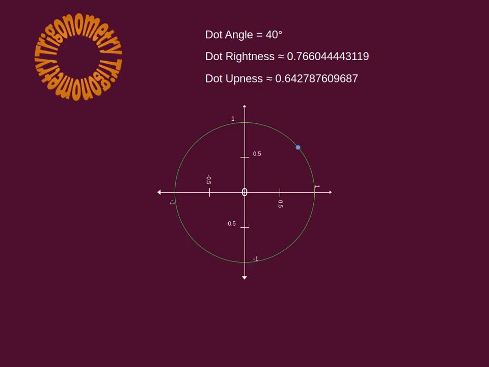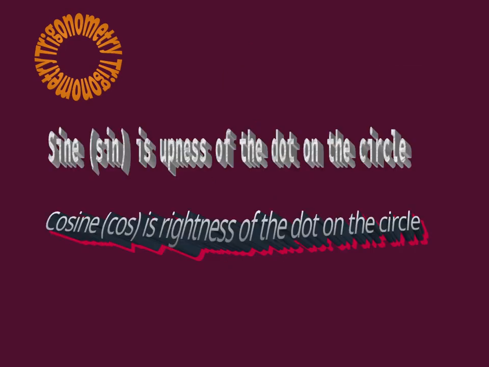Get out your calculator, press the sin button on that calculator, then type 40 degrees, then press enter, and then press the cos button on your calculator. Again, type in 40 degrees and press enter. Oh my! Cos 40 was essentially the same as dot rightness, and sine 40 was essentially the same as dot upness. We've discovered something here. We now know that the sin button on your calculator finds you the upness of the dot on the circle, and the cos button finds you the rightness of the dot on the circle.